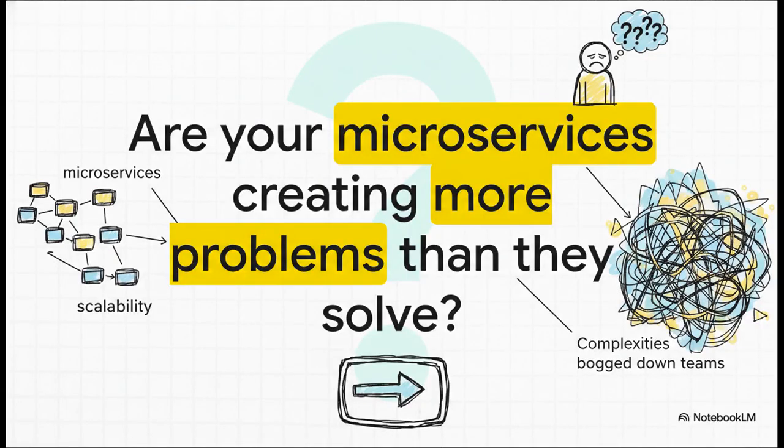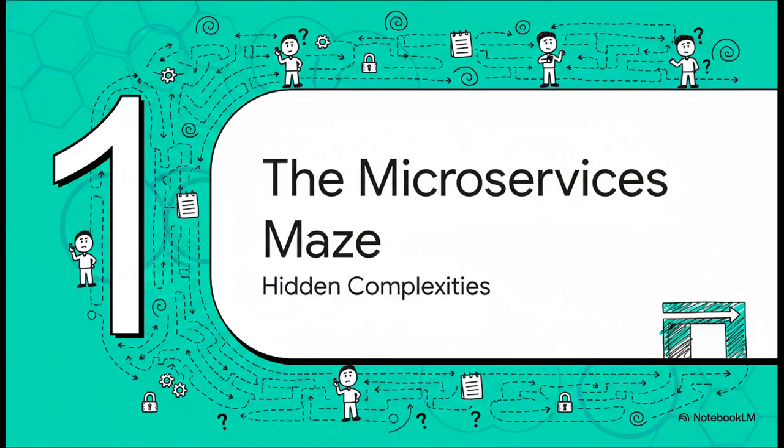Okay, let's kick things off with a problem that I'm betting many of you know all too well. You moved to a microservices architecture for all that promised flexibility and scale, right? But now it feels like your teams are just bogged down by this whole new layer of complexity. Sound familiar? Yeah, this is what we call the microservices maze.